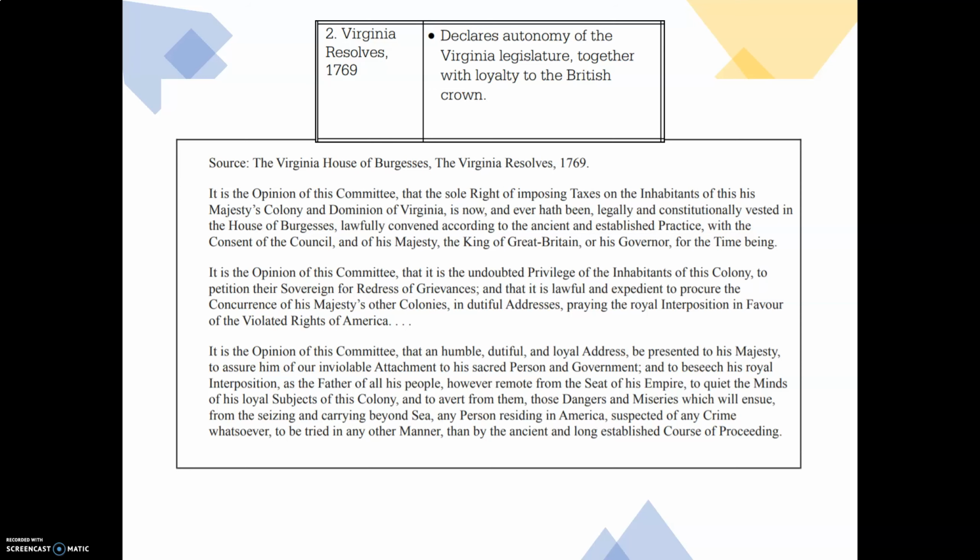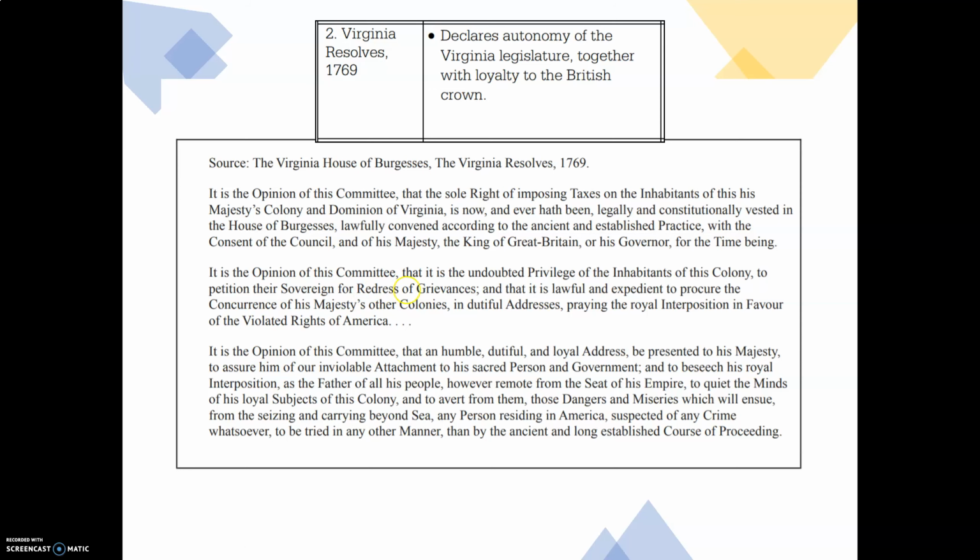And the document clearly states that the House of Burgesses believes that the sole right of imposing taxes on inhabitants is basically that of the House of Burgesses, that the king can't just throw taxes on the people just because he wants to, and also that they have a privilege or right, in other words, to petition their sovereign, that's the king, King George III, for a redress of grievances. In other words, they have a right to ask the king to help them out.